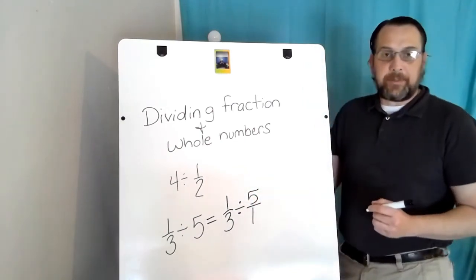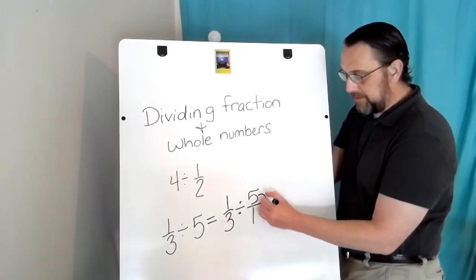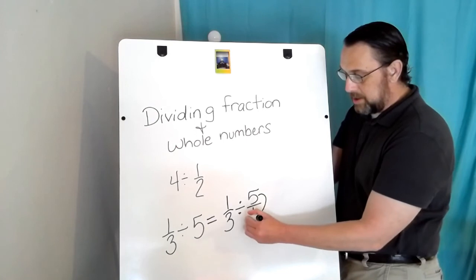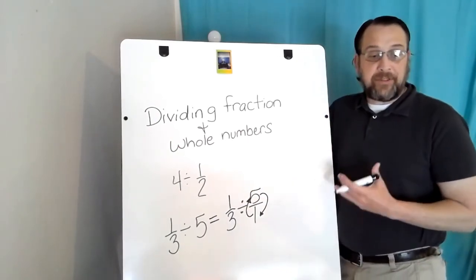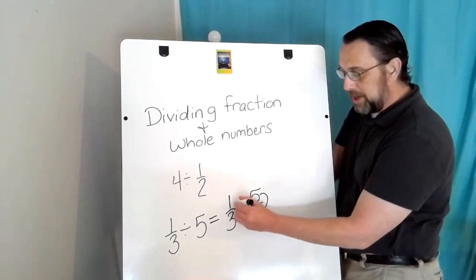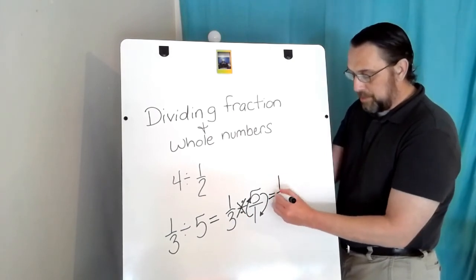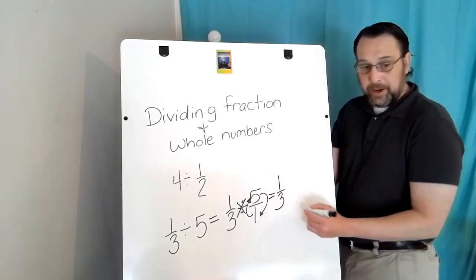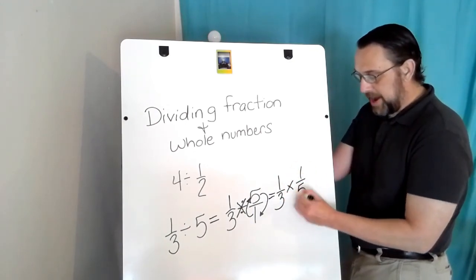I will do the flip and switch. I will flip the second fraction, always the second fraction. Remember, when I flip the fraction, that is called the reciprocal, and I will change the operation to multiplication. Rewrite my new problem. 1 over 3 times 1 over 5.